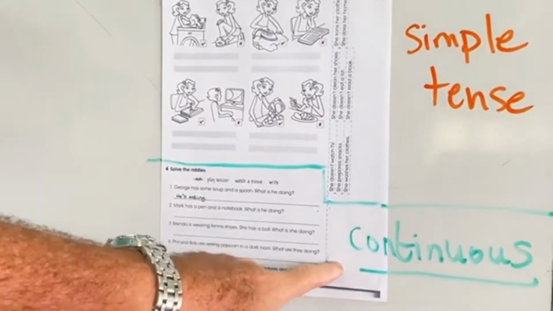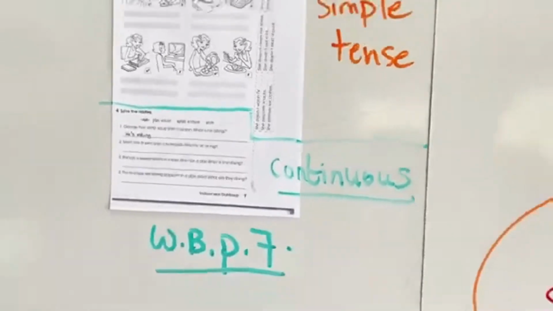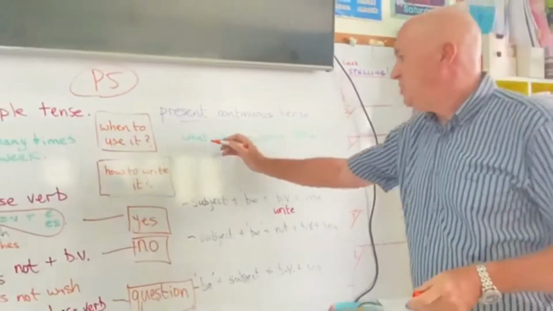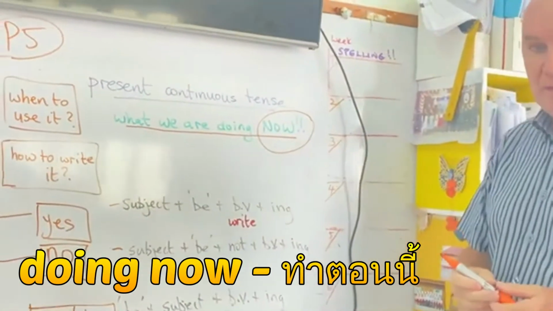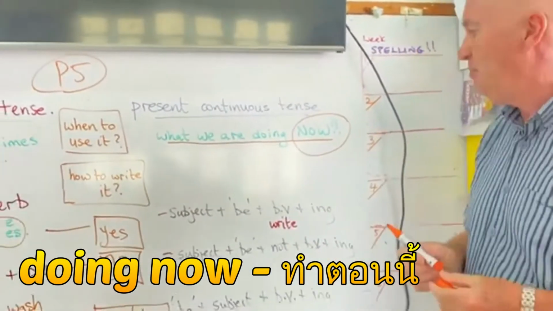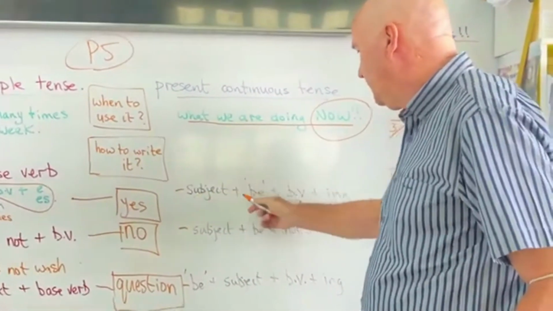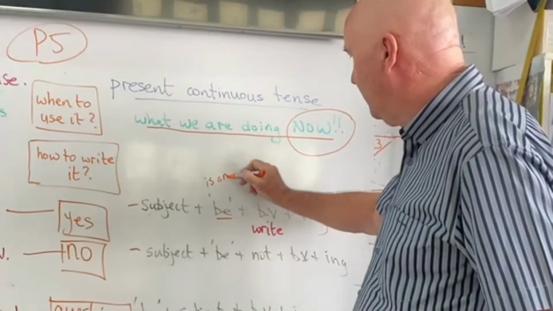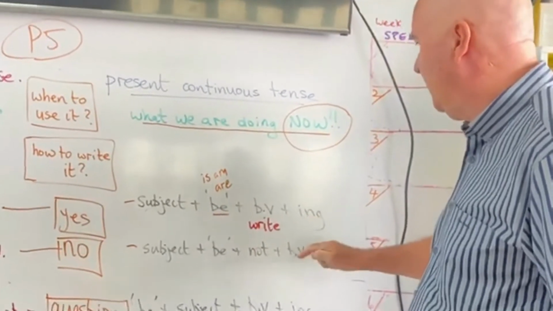The second one here is continuous tense. So let's go over here and have a look. Now, continuous tense, we use it to talk about what we're doing now. What are we doing now? At this minute, now. How do we write it? The subject, and then the verb be. The verb be, of course, is, am, or are. And then our base verb and ing.